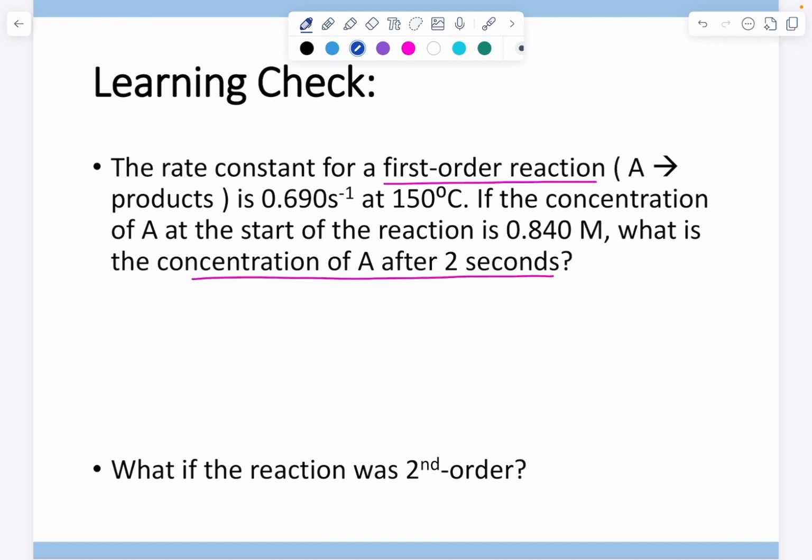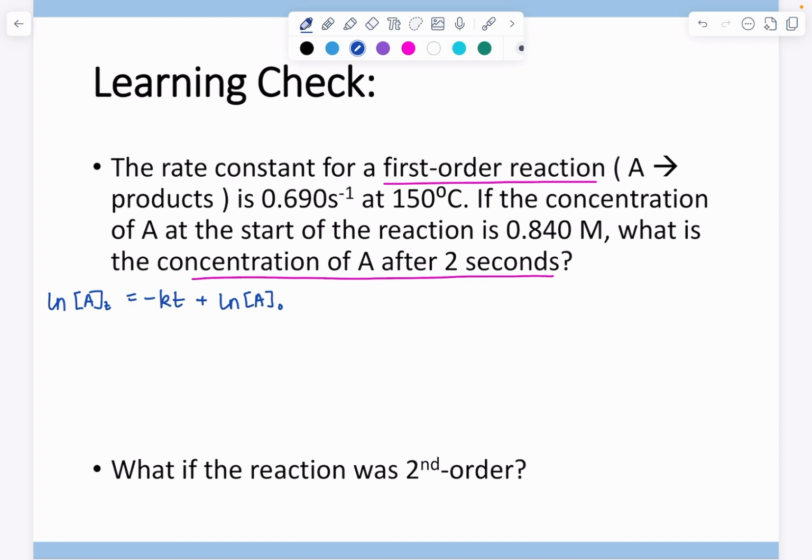So that is the natural log of A at time t divided by, let's use the y equals mx plus b version. That's the version that is on your periodic table and equation sheet. So that will be natural log of A at time t is equal to negative kt plus natural log of initial concentration.